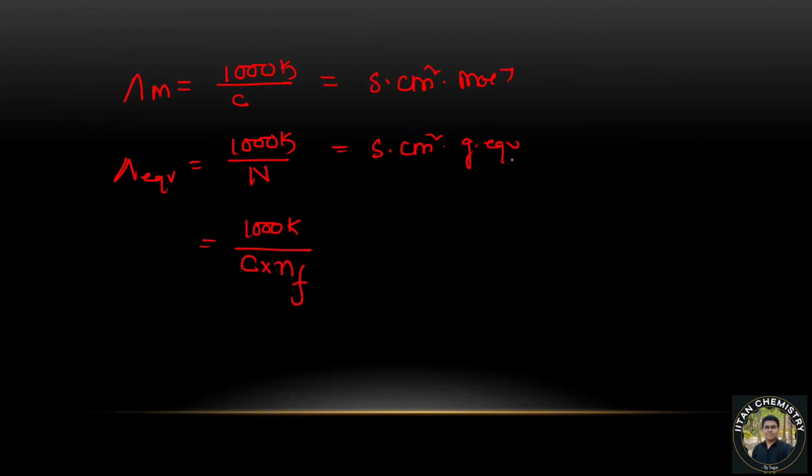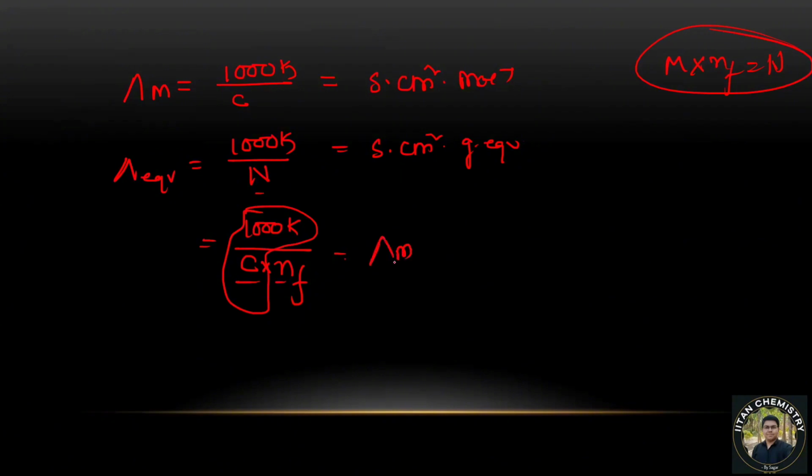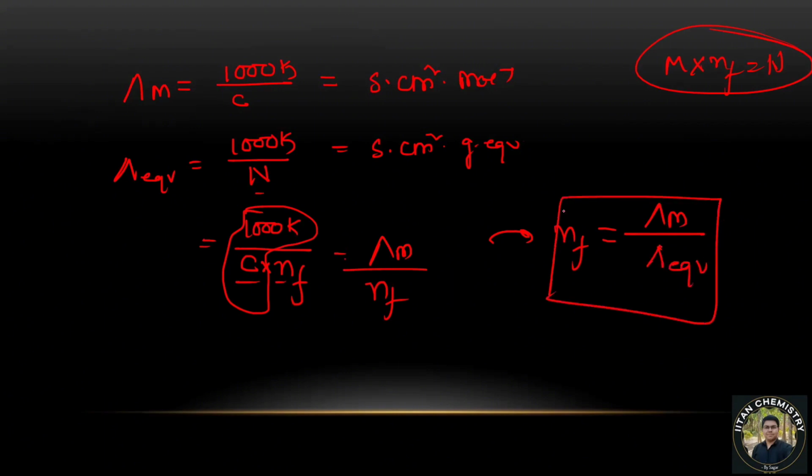Now, from this equation, we can write 1000 kappa upon c into n factor. How can you write that? Because molarity into n factor equal to normality, right? So c into n factor is basically normality. Now 1000 kappa by c is basically lambda m, so lambda m by n factor, isn't it? So from here we can write n factor equal to lambda m upon lambda equivalent. So lambda m and lambda equivalent are connected through n factor. I hope you have understood it, right?